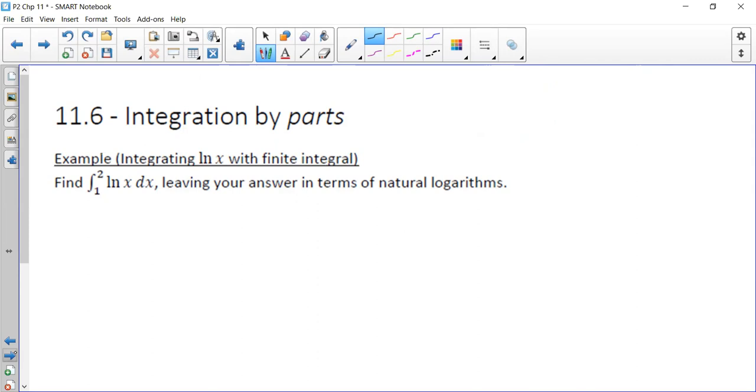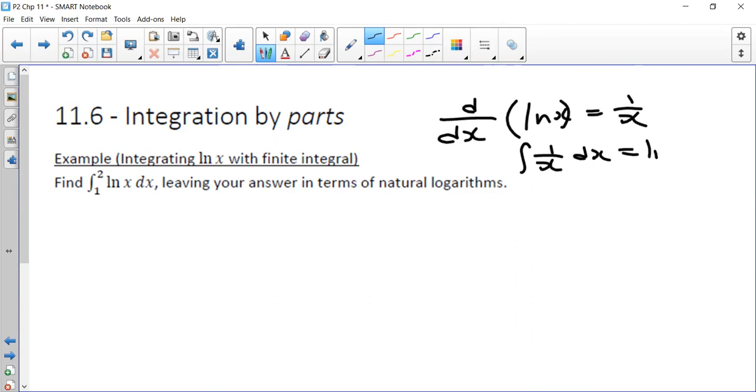You have learned how to differentiate ln x. The derivative of ln x is 1 over x. But when you integrate, 1 over x is ln x. But actually, you have never learned how to integrate ln x. And here's the solution. Okay, we'll ignore the finite integral for now. Okay, here's the solution to this.